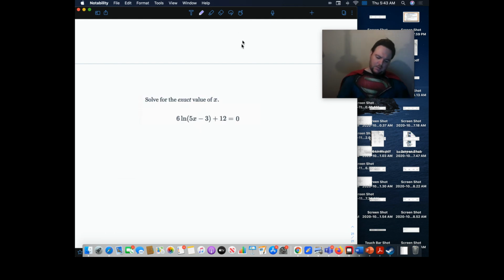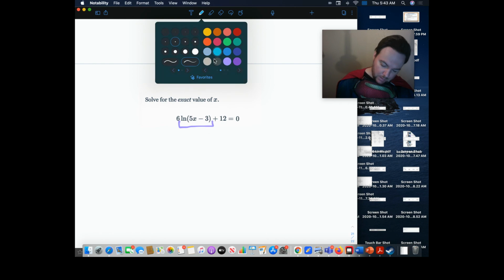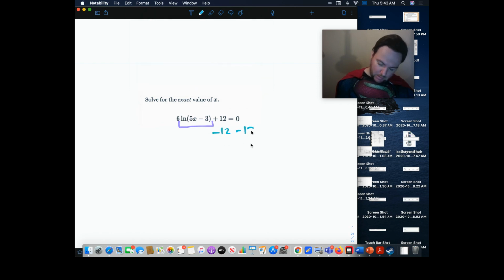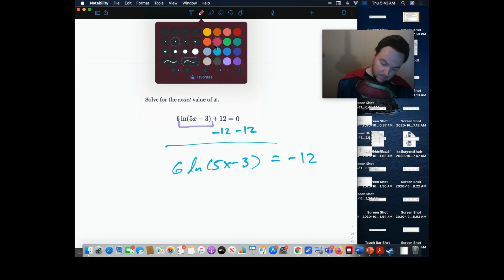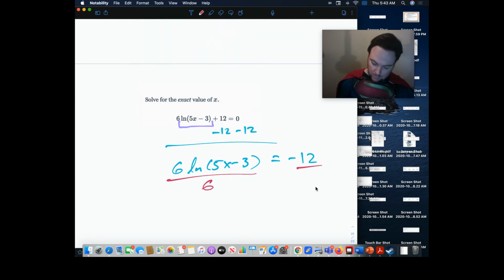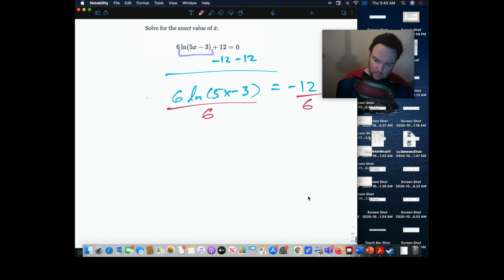Okay, solve for the exact value here. All right, so this is almost like solving for, think of all of this as x. You want to get it by itself. So what I'm going to do first here is subtract 12. So 6 natural log (5x minus 3) equals negative 12. Then I'm going to divide through by 6, and we're going to get natural log (5x minus 3) equals negative 2.